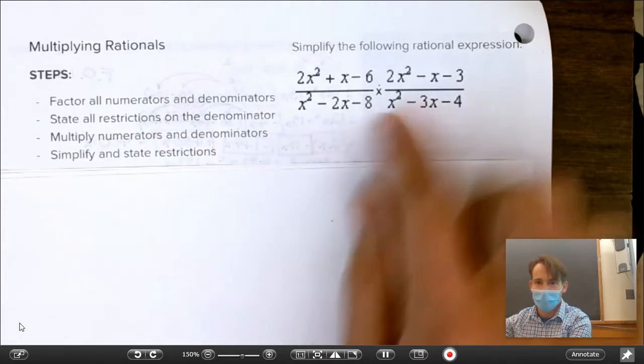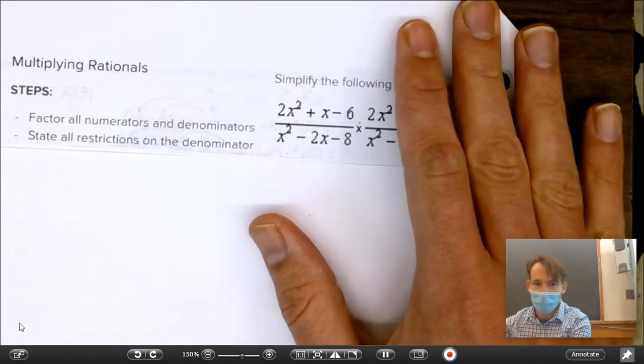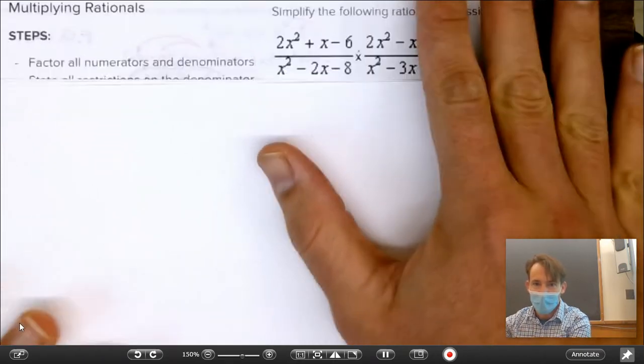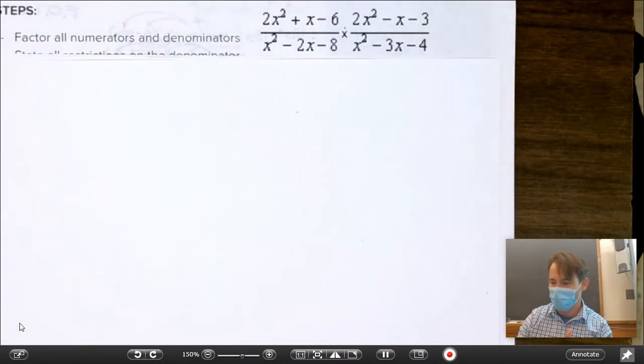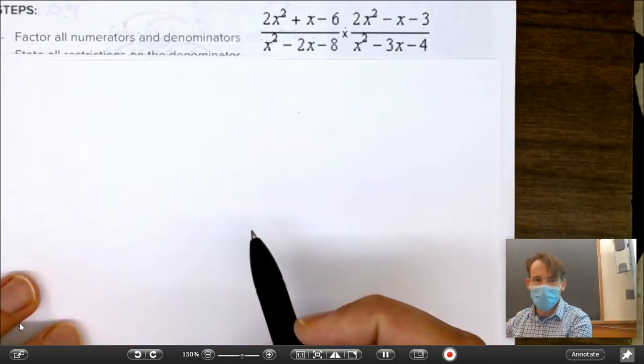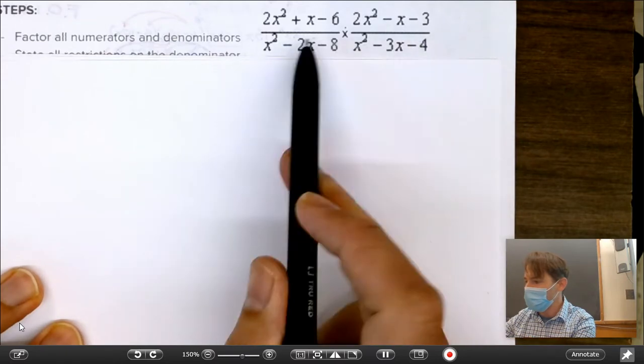And then the last thing that we'll do is simplify and state restrictions. Let's try that with this rational expression. So I'd encourage you to copy this down and follow along. I'm going to work on blank paper just like this because, well, you can see through to yesterday's work if you look closely. So the first thing that I'm going to do is factor all numerators and denominators.